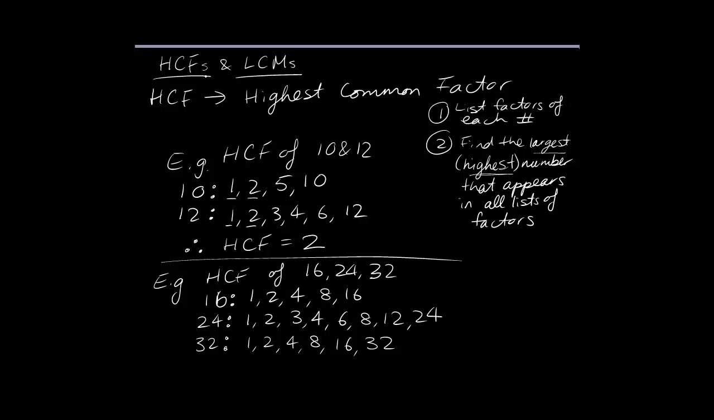Now, comparing all three lists, we've got 1 as a common factor. We've got 2 as a common factor. We have 4 as a common factor. We also have 8 as a common factor. Those are all the common factors. In this case, the highest common factor then would have to be 8. In other words, 8 is the largest number that appears in all three lists. So that's the highest common factor.